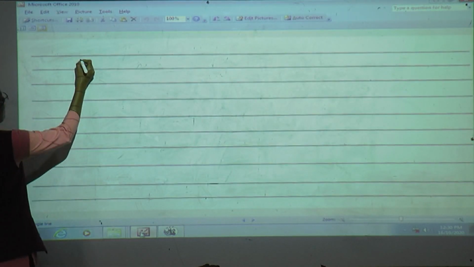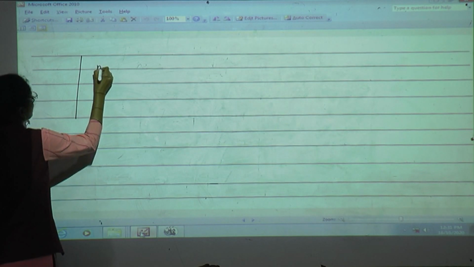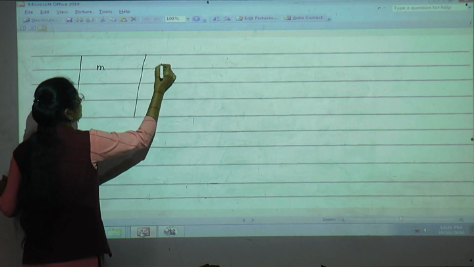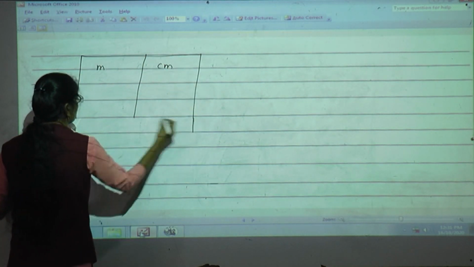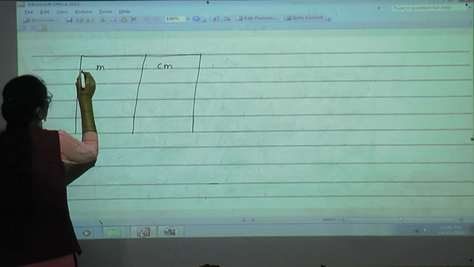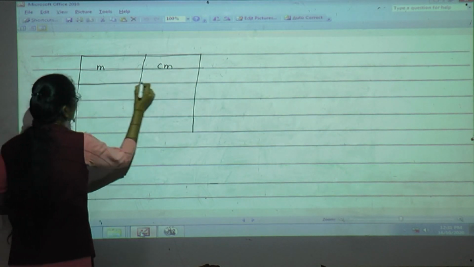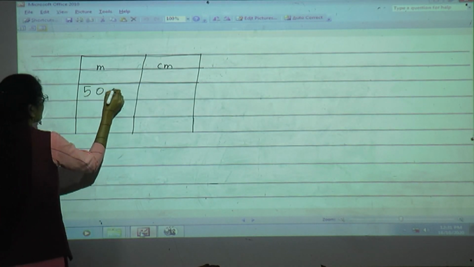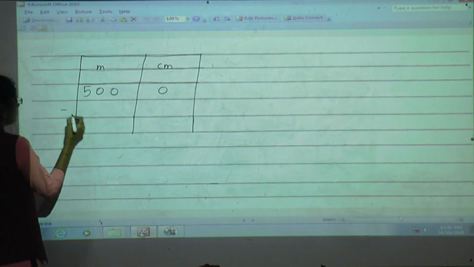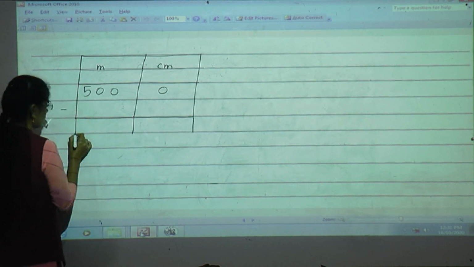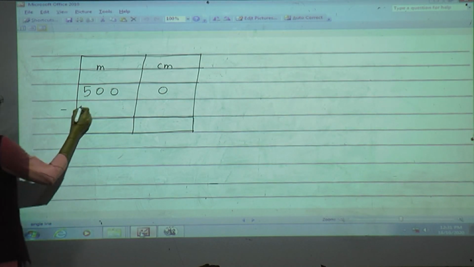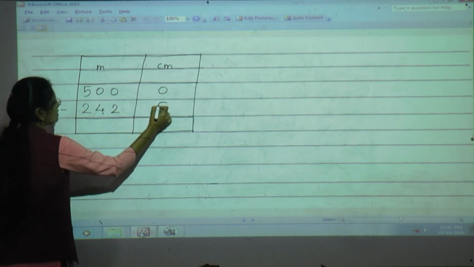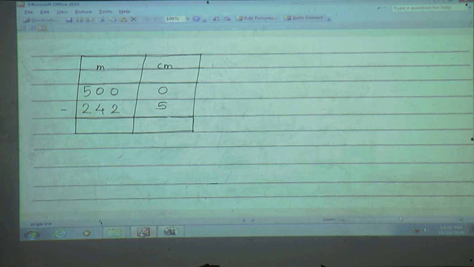Initially the tailor had 500 meter, so here we will make two columns, that is meter and centimeter. The total length was 500 meter, so we'll write here 500 and here we'll write 0. Out of that 500 he used for stitching 242 meter 5 centimeter, okay. Now we do the subtraction, then we will get the thread which is left with the tailor.